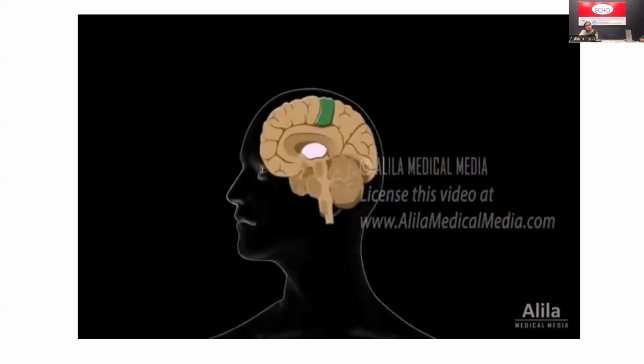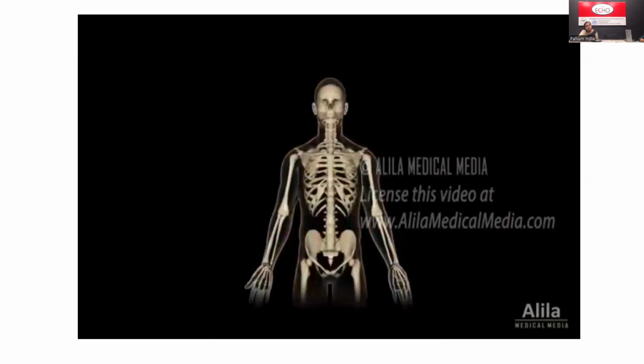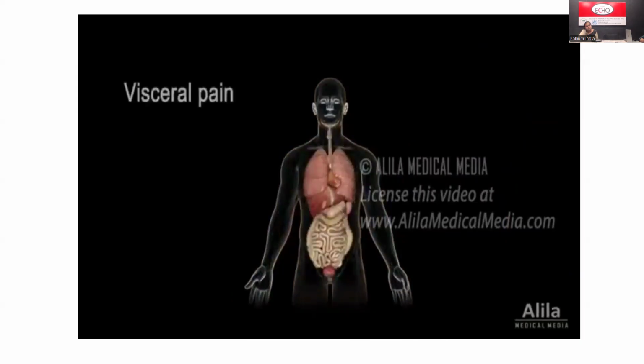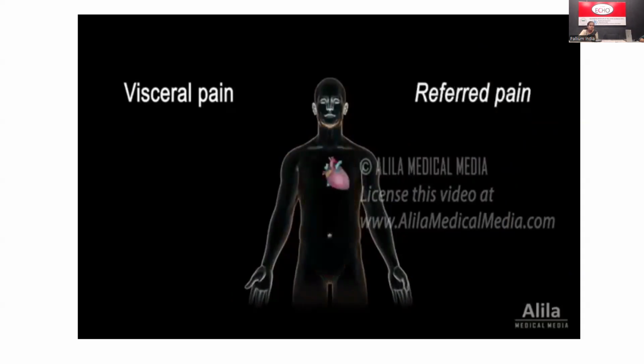Pain signals from the face follow a different route to the thalamus. First-order neurons travel mainly via the trigeminal nerve to the brainstem, where they synapse with second-order neurons, which ascend to the thalamus. Pain from the skin, muscles, and joints is called somatic pain, while pain from the internal organs is known as visceral pain. Visceral pain is often perceived at a different location in a phenomenon known as referred pain. For example, pain from a heart attack may be felt in the left shoulder, arm, or back, rather than in the chest, where the heart is located.